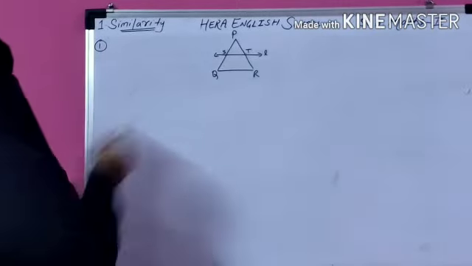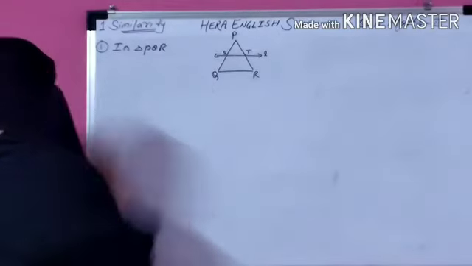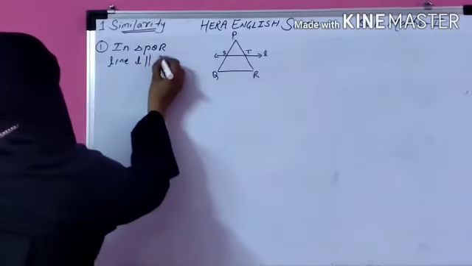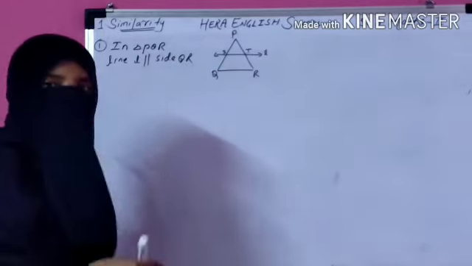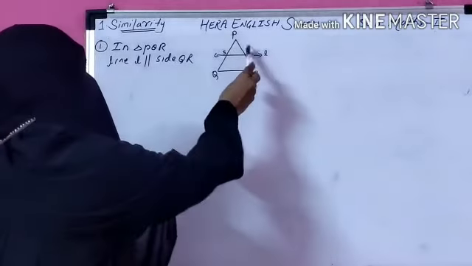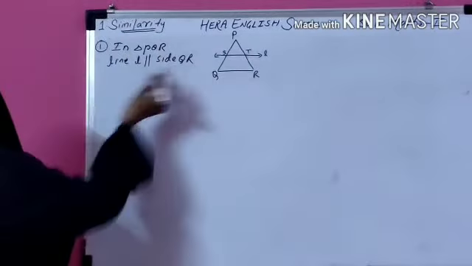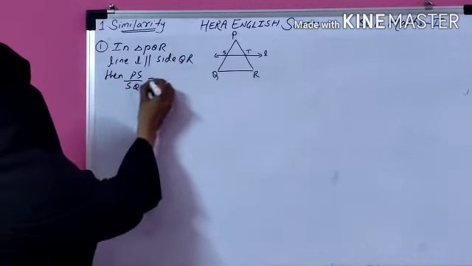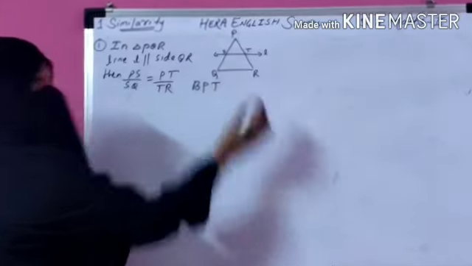Now suppose here in triangle PQR, line L is parallel to side QR. Which theorem can you apply here? Yes, recall in your mind. If a line is parallel to any one side of a triangle, then it divides the other two sides in the same ratio. This is your BPT theorem. If a line is parallel to QR, then PS upon SQ is equal to PT upon TR. This is your BPT theorem.